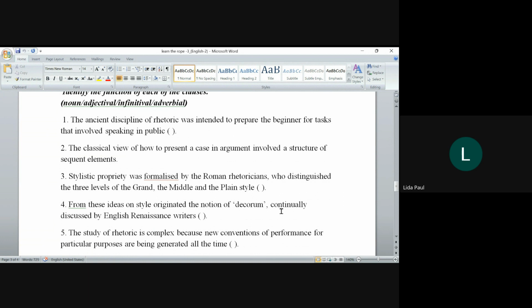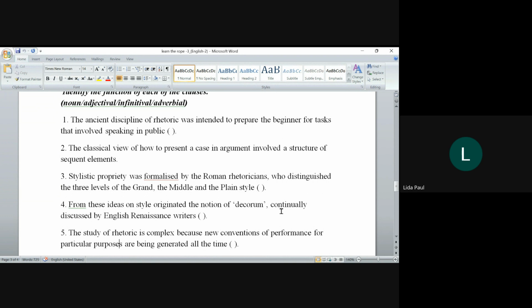Which part of this is a subordinate clause? "That involved speaking in public" is your subordinate clause. Is that the only subordinate clause? "Was intended to prepare the beginner for tasks." Okay, so "was intended" is not a part of your subordinate clause, right? "To prepare the beginner for tasks that involve speaking in public." This is your first subordinate clause.